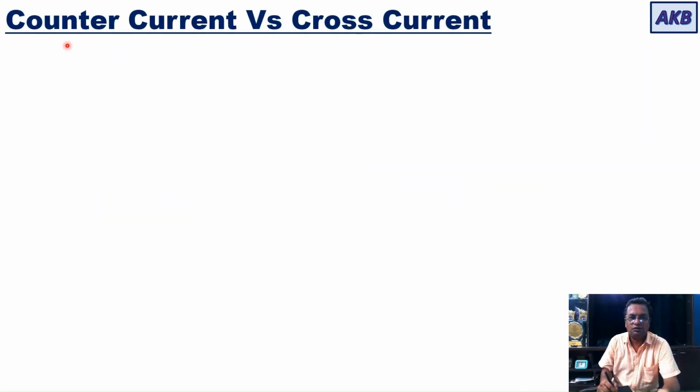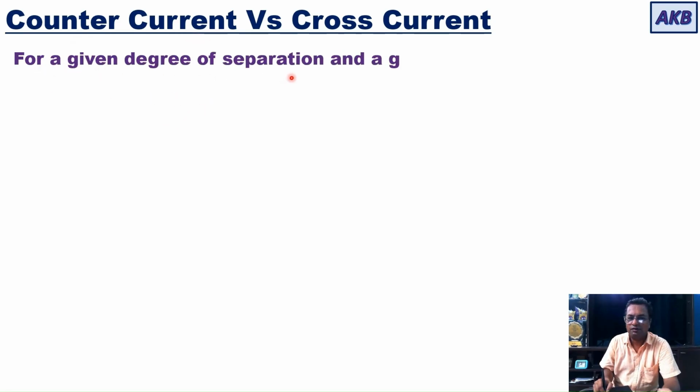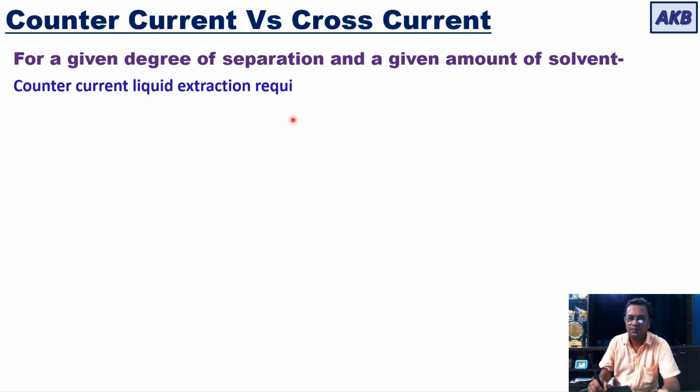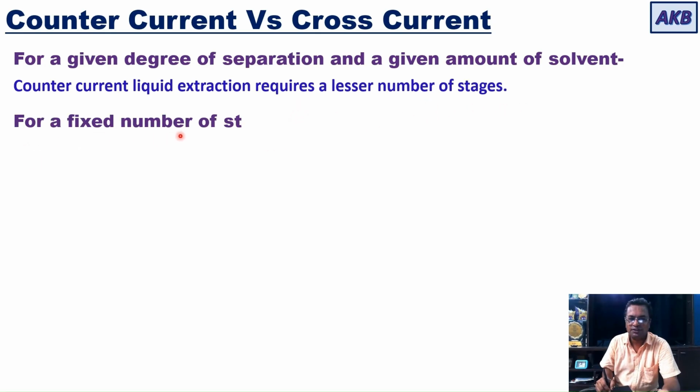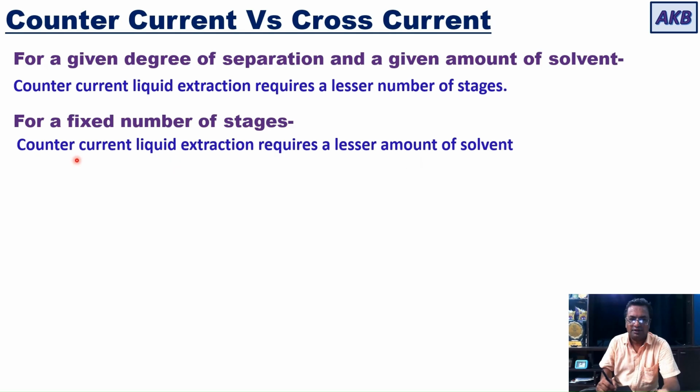The last thing that I'll do today is compare counter current liquid extraction with cross current liquid extraction. For a given degree of separation and a given amount of solvent, counter current liquid extraction will require a lesser number of stages. And for a fixed number of stages, the amount of solvent required in counter current operation will be lesser. Counter current liquid extraction requires a lesser amount of solvent.